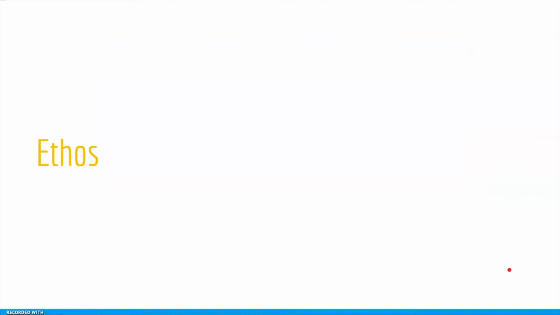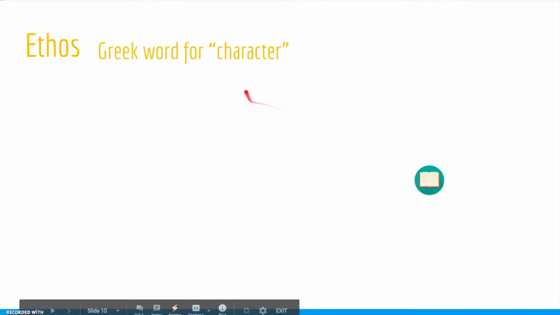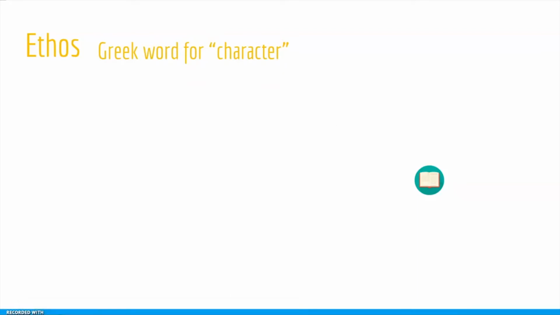All right. The last appeal is ethos. So ethos is a Greek word as well, and it's a Greek word for character. Now, this does not mean somebody in a book or somebody in a story. That's a different kind of character. If you've ever heard the phrase, you need to build character, or that builds character, the word character in that case means like reliability and trustworthiness.